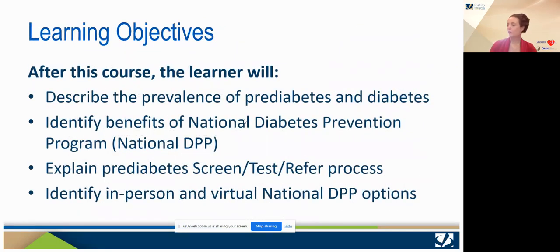So as such, we're going to define what our learning objectives are for today. One of our primary objectives is to describe the prevalence of prediabetes, both at a national and a local level. We're going to be talking a lot about Delaware today, but we realize that not everyone on the call may be from Delaware.